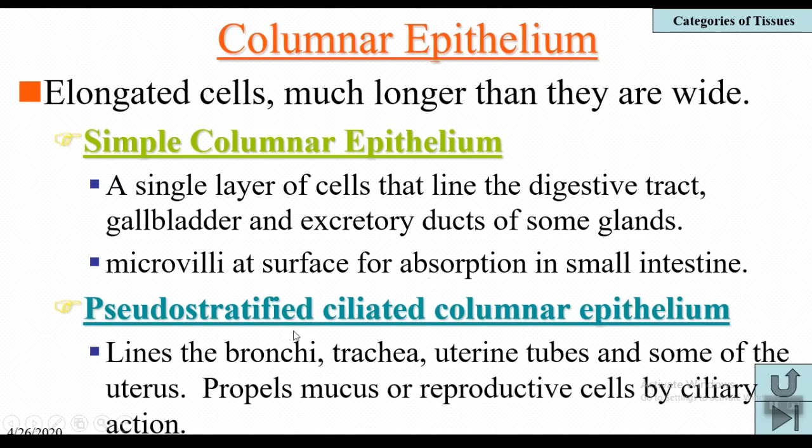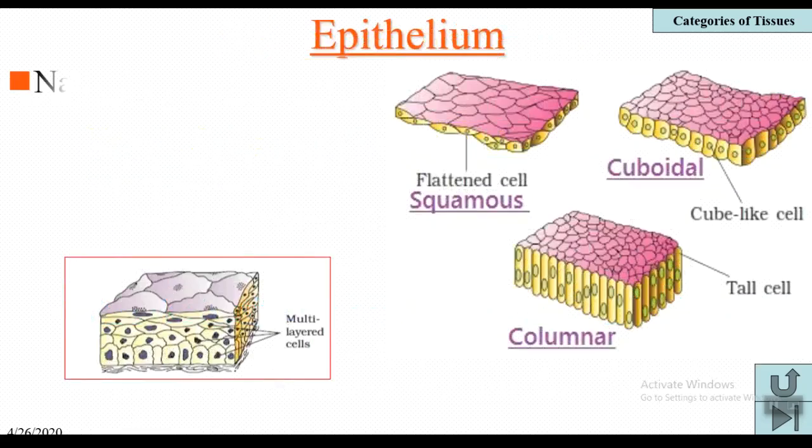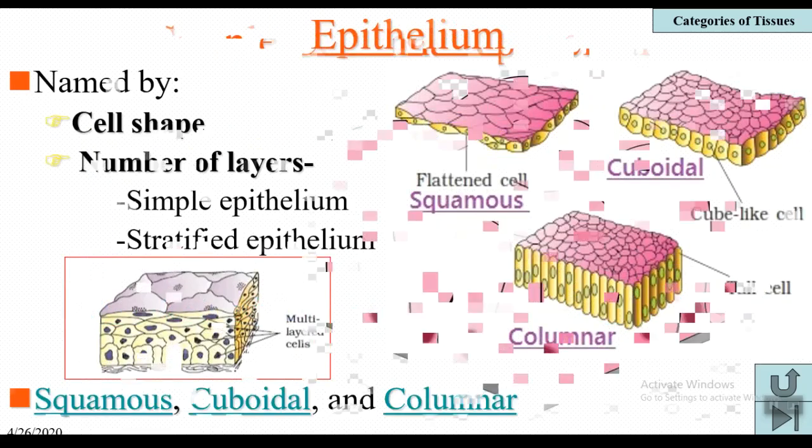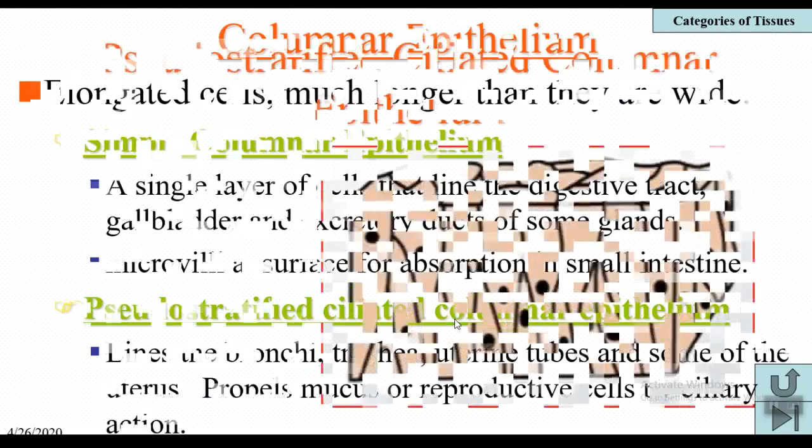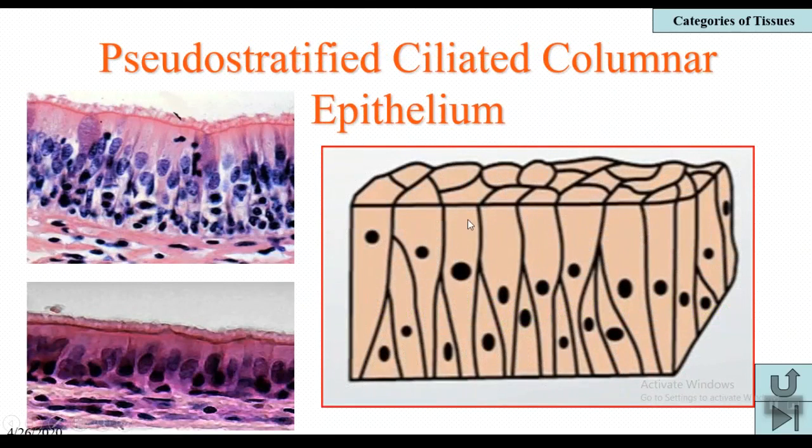And coming to the second one, pseudo stratified ciliated columnar epithelium. Why is it called pseudo stratified ciliated columnar? Because it looks like a multi-layered epithelium. Here you can observe, because of the location of nucleus, it is looking like multi-layered, 2-layer or 3-layered, but actually it is a single layered epithelium. That's why it is called pseudo. Pseudo means false, stratified means layered. It is looking like multi-layered.